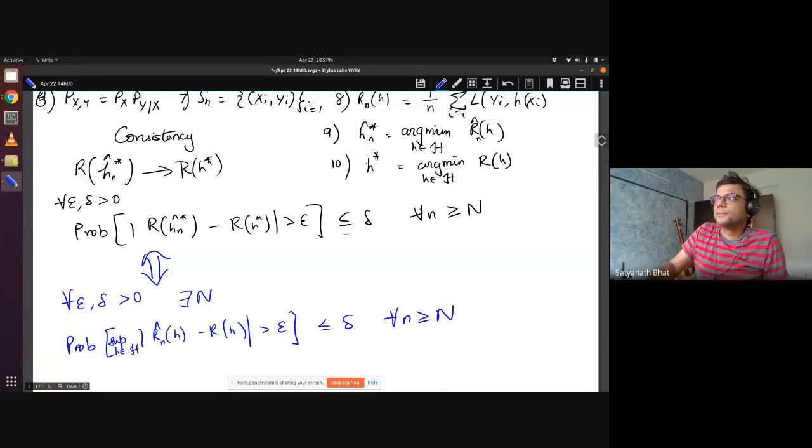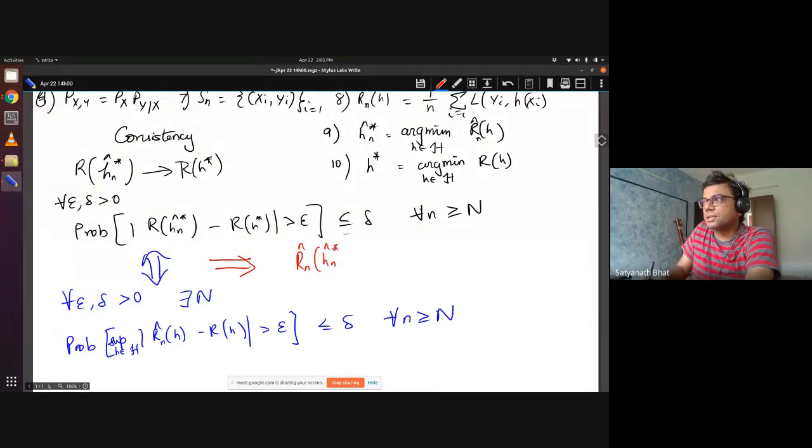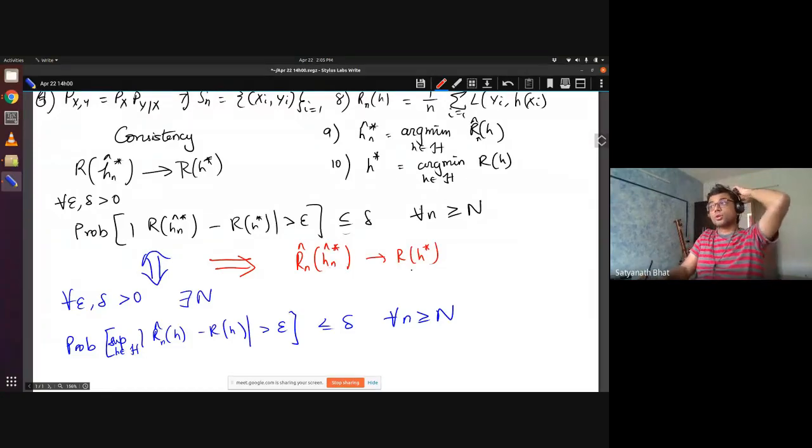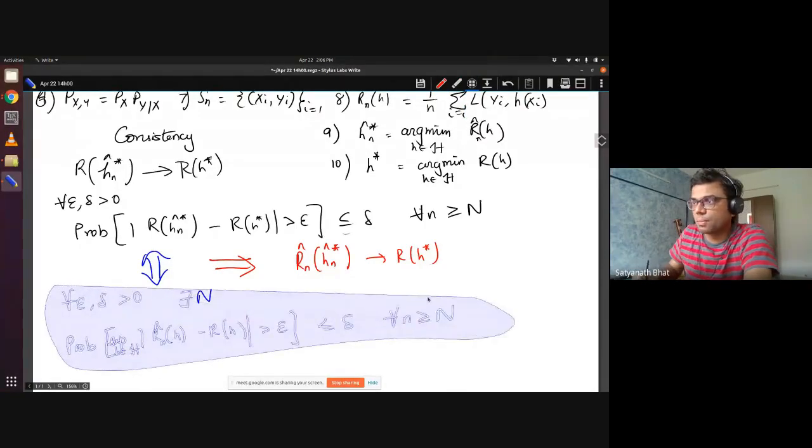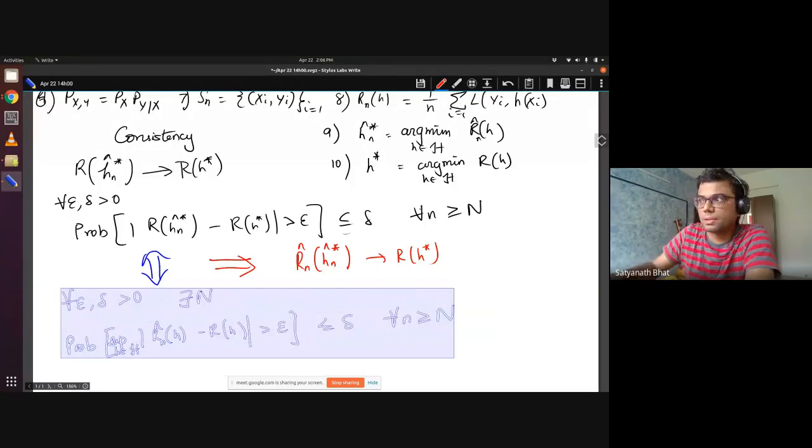As I was telling, when you have these two properties, you also get another important property, which is that Rn hat of Hn star goes to R of H star. So this is your data error that goes to your best-in-the-bag risk. This is what we saw. What is very important here is this box here. We will take this and copy it, because we will require it in several places.